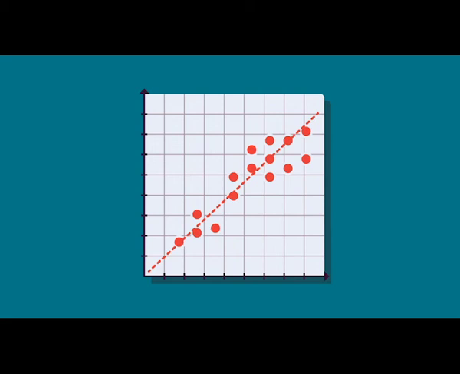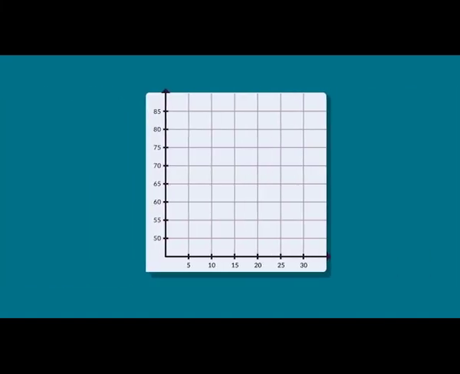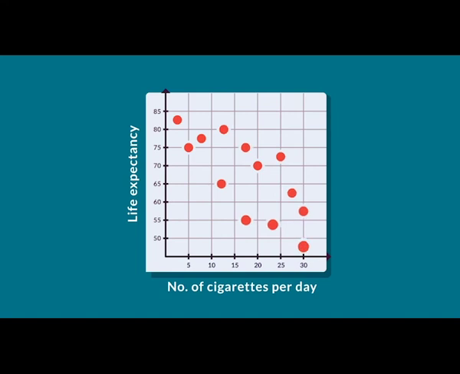Let's look at another example. What information does this graph show us? There is a negative correlation between life expectancy and the number of cigarettes smoked per day. In other words, life expectancy decreases as the number of cigarettes increases. So the line that fits best looks like this. The line decreases from left to right because of the negative correlation.